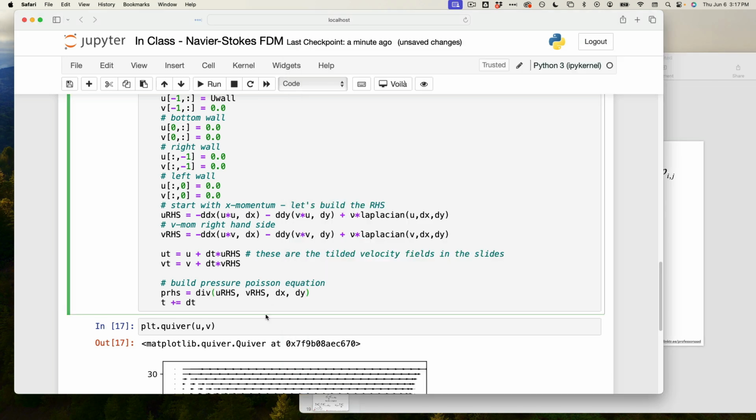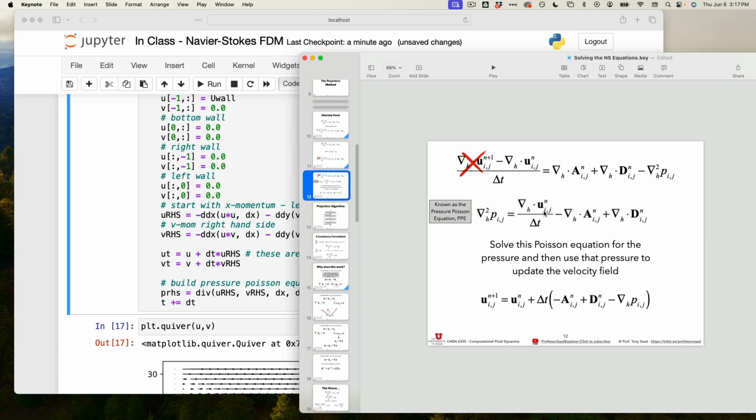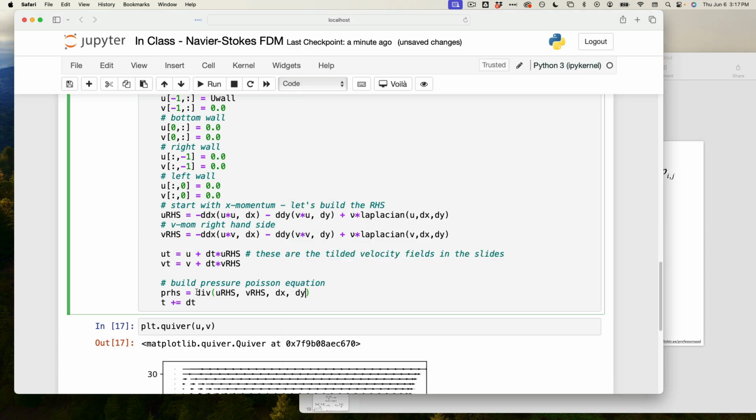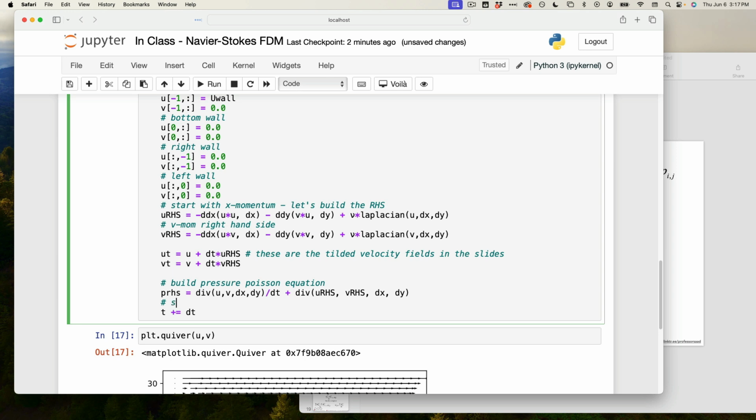Because the x component of this vector, so this is a vector containing the x momentum right-hand side and the y momentum right-hand side. The divergence of that is div u right-hand side by dx plus div v right-hand side by dy. I'm still missing one more term for the pressure right-hand side, and that's div un over delta t. Okay? So let's add that and say div of u v dx dy over dt. Okay, so now we have the pressure right-hand side. Now solve the Poisson equation for the pressure.